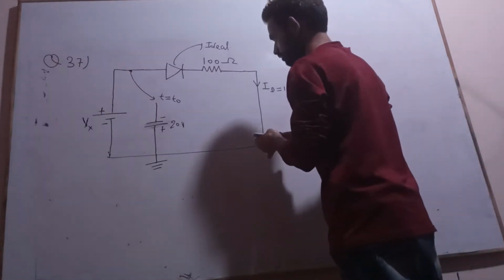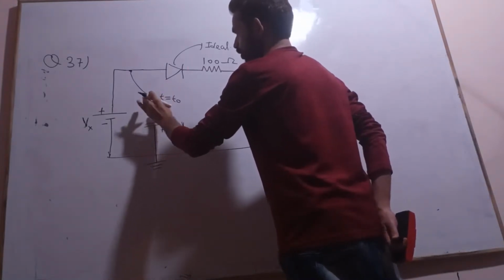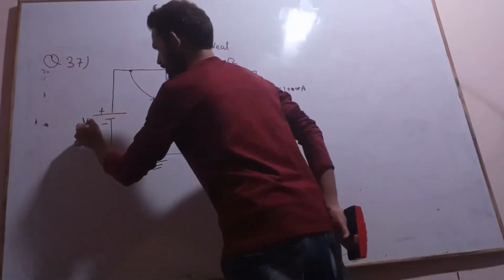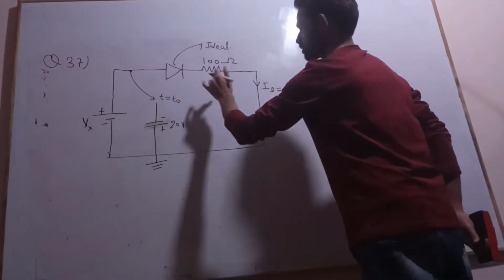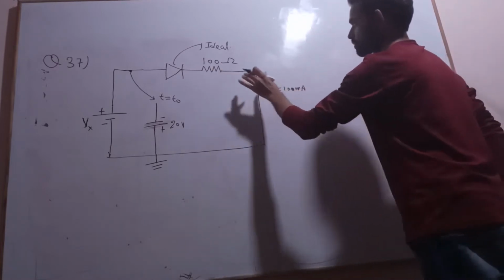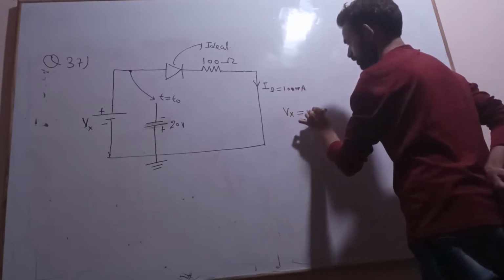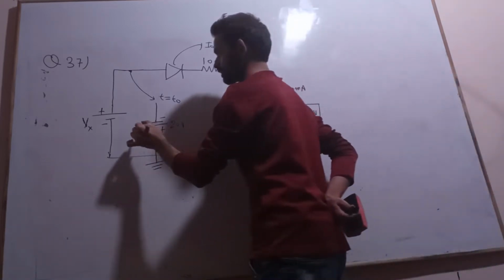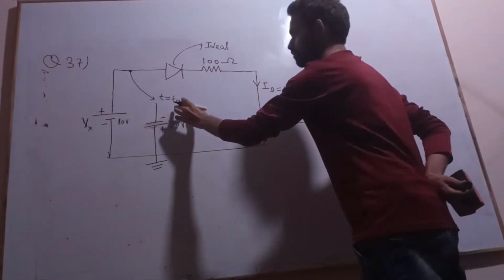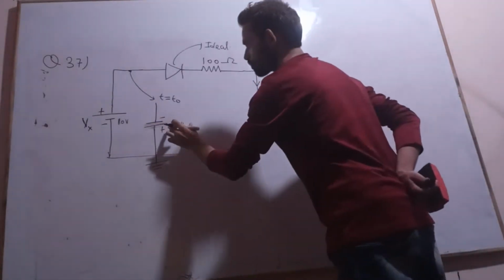Now see, when t is less than t naught, this ideal diode is connected through this battery of Vx volt, and Vx is nothing but 100 into 100 milliampere, which is equal to 10 volt. So initially it is connected through a 10 volt battery. Now at time t equal to t naught, it is suddenly reverse biased through this battery of minus 20 volt.